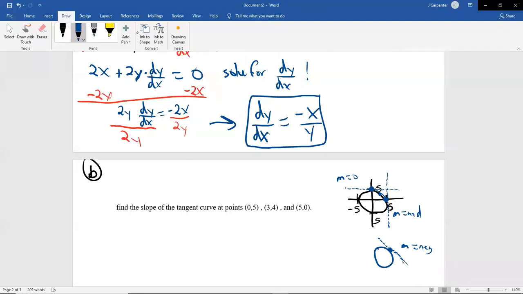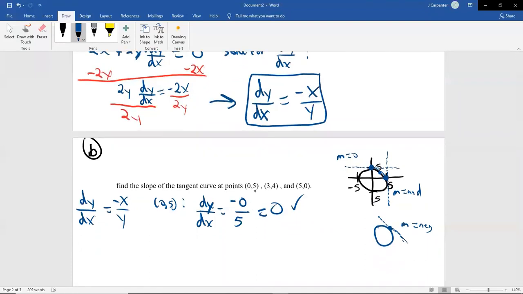So again, we know dy over dx, which is the slope function, is negative x over y. We're just going to plug these 3 points in independently. So for the first case, at 0, 5, dy dx would be negative 0 over 5. Just plugging in the x and the y values. That's the x, that's the y value. And look at that, the slope at 0, 5 graphically said it should be 0. That's good.